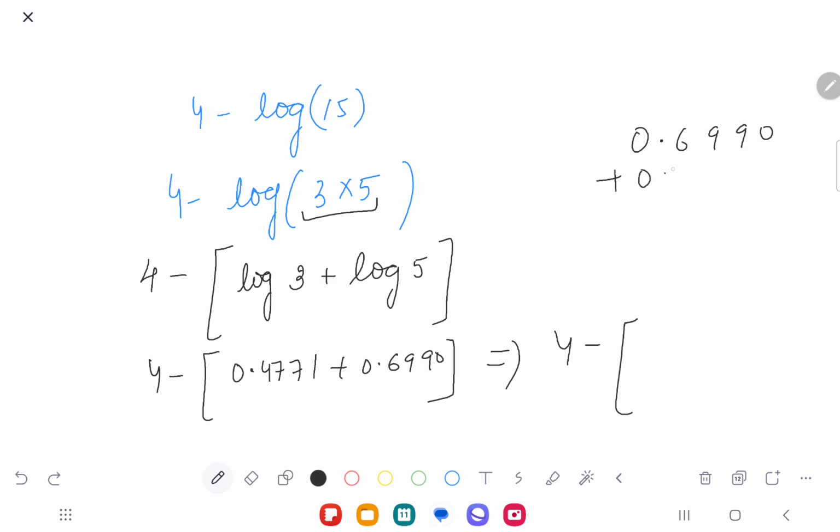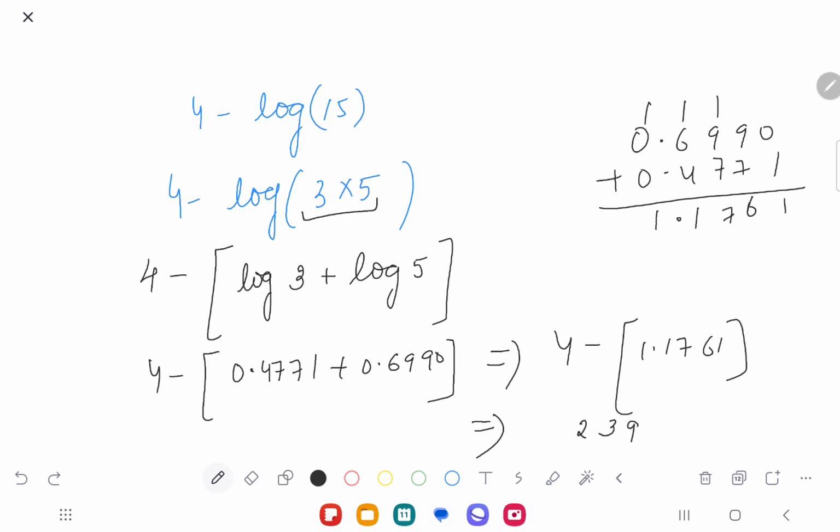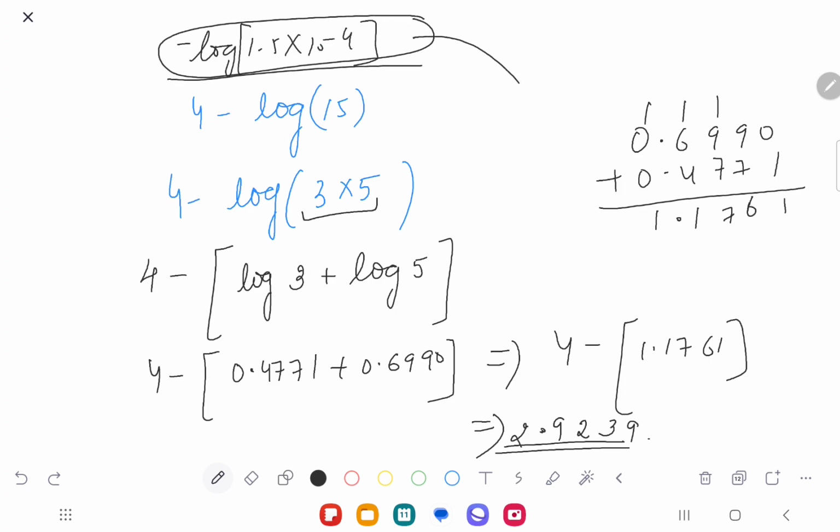So I will have 4 minus 0.6990 plus 0.4771. Just add them up. I get 1.1761. And then you subtract, and you get 2.8239. That shall be my value of the number that I wanted to find out. I was supposed to find out the value of minus log of 1.5 times 10 raised to power minus 3. This value I was supposed to find out, and its answer is this. Do you understand my point?